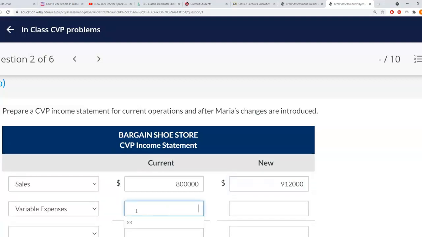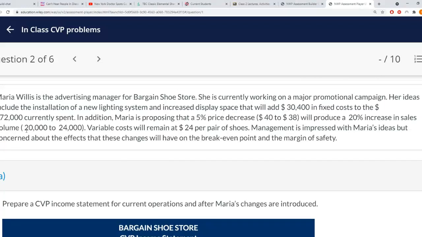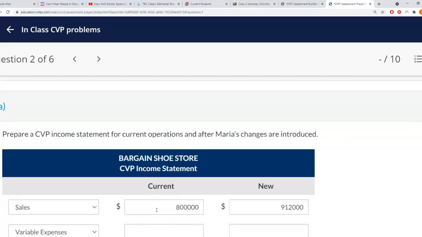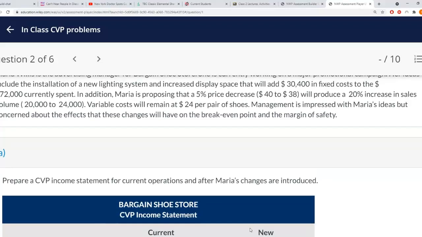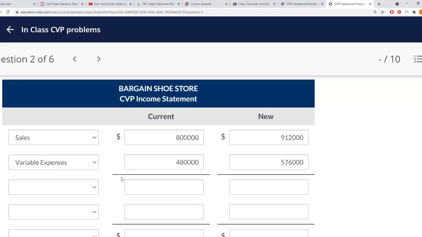Okay. Now the variable costs. The variable cost will remain 24 per pair of shoes. So how many shoes did they do in the old, current? In the old, they did 20,000. In the current, they did 24,000. Okay, so multiply by 24. 20,000 times 24 will be 480,000. And here it will be 576,000. All right. So sales minus variable cost gives me what?